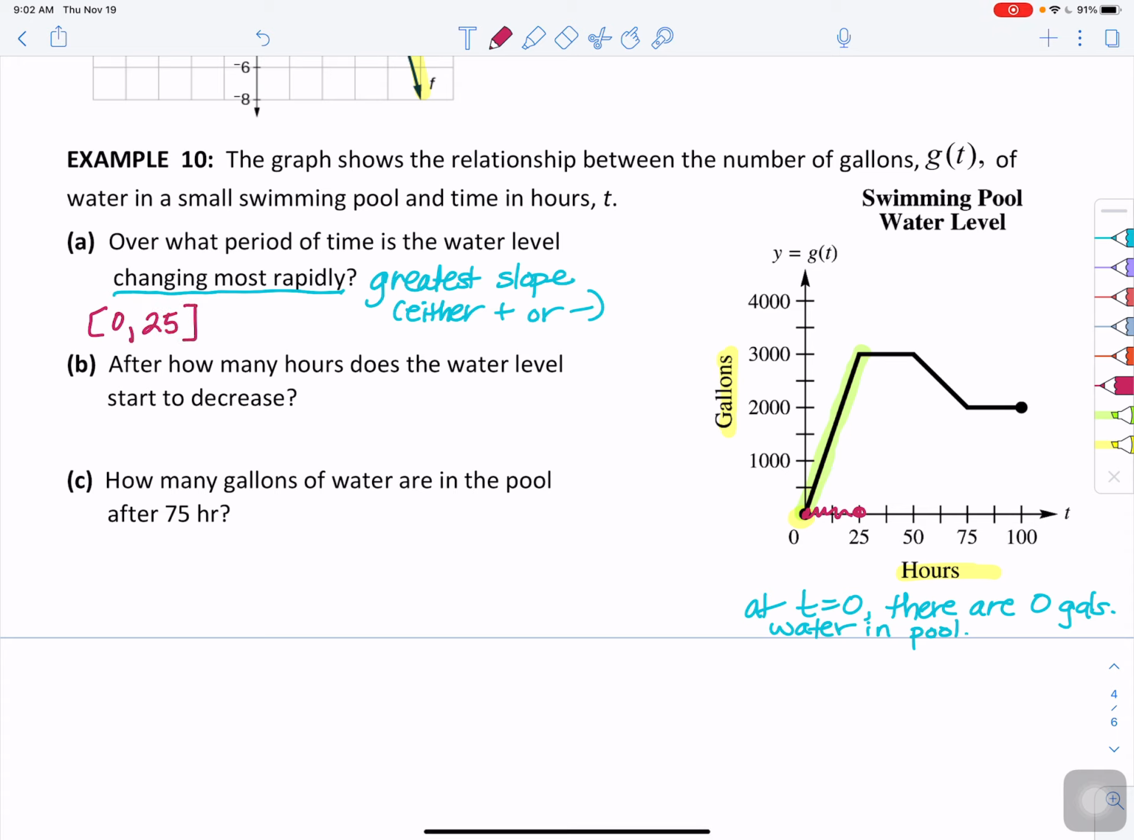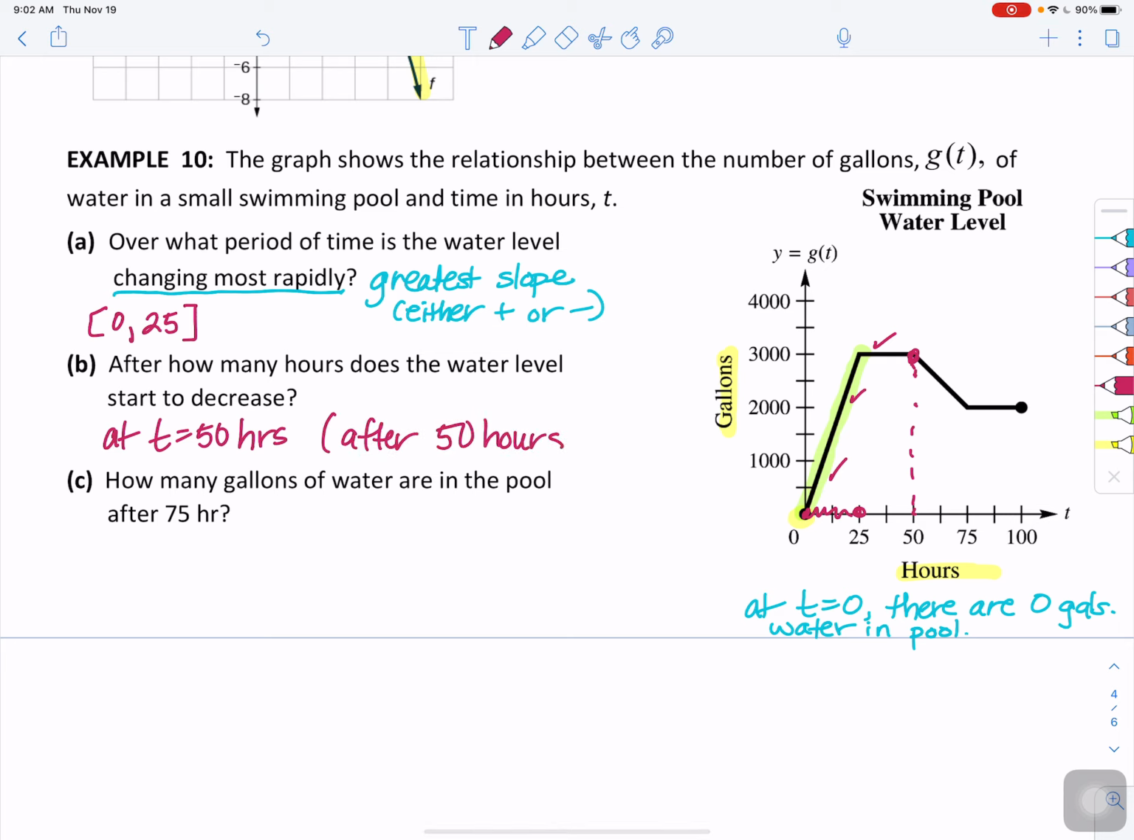After how many hours does the water level start to decrease? So here it's increasing, it's staying constant here. It's not until this time, which looks like 50. So at t equal to 50 hours, or after 50 hours.